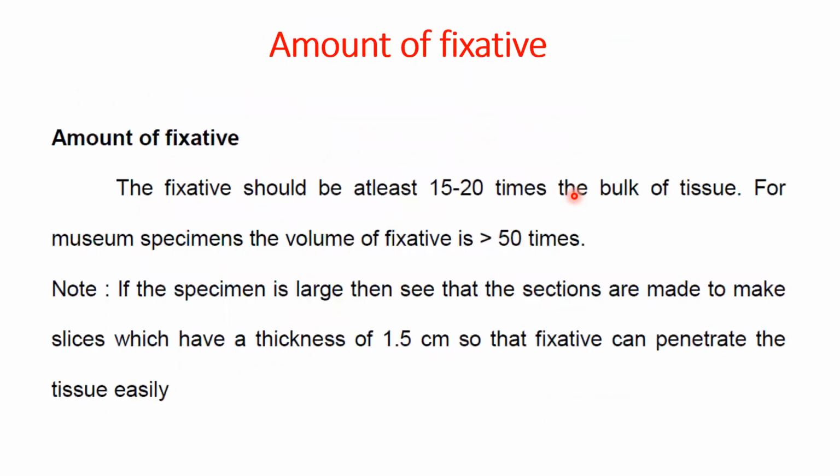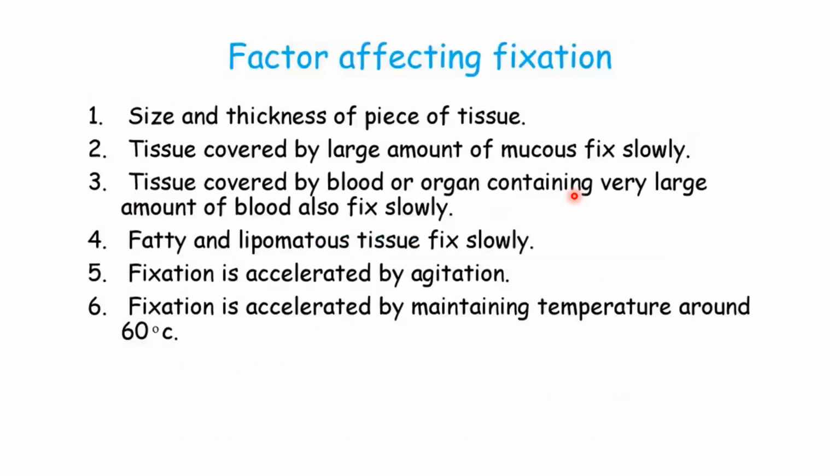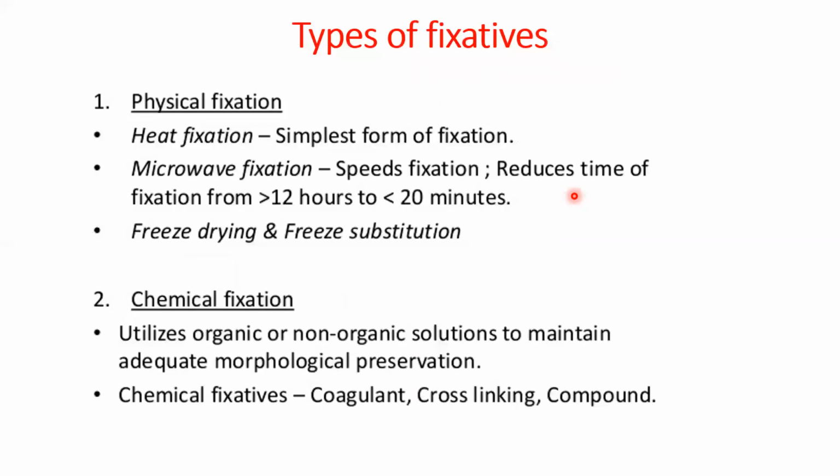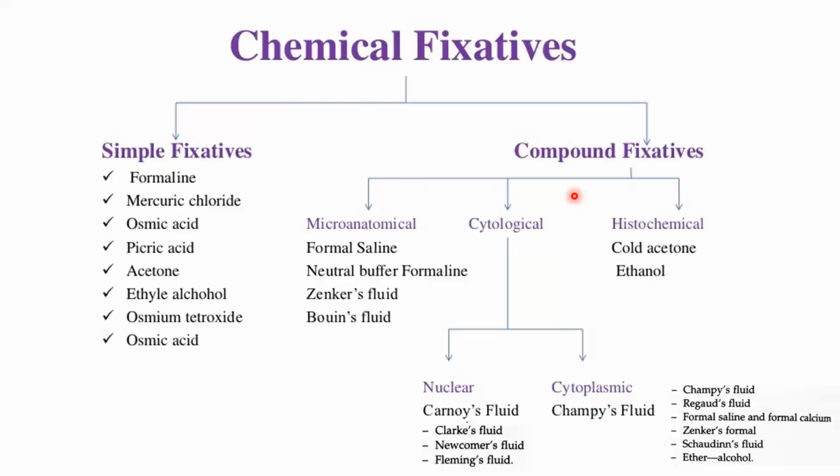Then we discussed the amount of fixation. It is 1:20. For 1 gram of tissue, we should use at least 20 ml of fixator solution. Then there are certain factors that influence the rate of fixation, such as temperature, speed of reaction, the size of the specimen, and agitation, and even blood and mucus containing tissues will take a long time for fixation. Then we discussed various methods of fixation: physical and chemical. Chemical fixators are of three types: aldehydes, oxidizing, and protein denaturating. And depending upon complexity, fixators are two types: simple and compound.